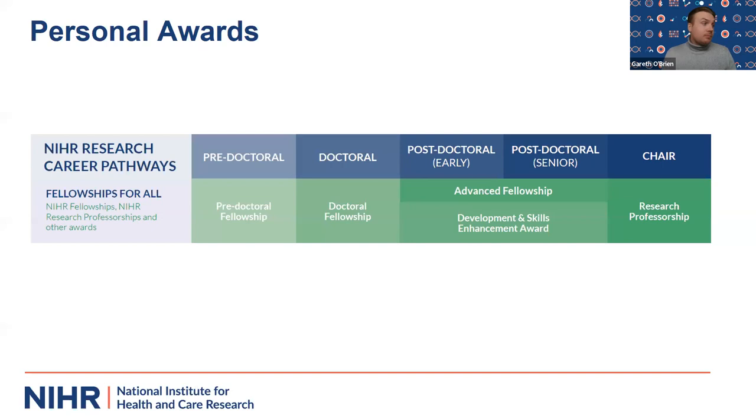So this summarizes the green section in the slide that you saw previously that goes down the left-hand side. And this is the fellowships for all section. So everyone on this call, I think based on what I saw in the original polls, is probably eligible for some of our fellowships. These go through from pre-doctoral level all the way through to professorship and chair and support you at doctoral, postdoctoral, including senior postdoctoral level. So hopefully you'll see something in that diagram that's relevant to your career stage.